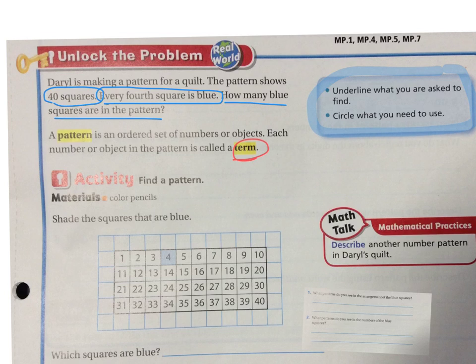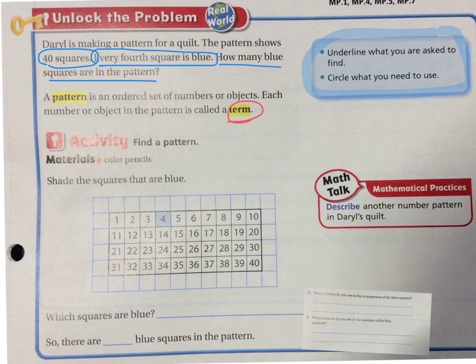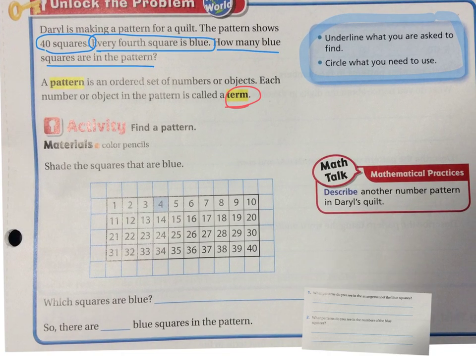So we can find the answer to this question by using our pencils to shade in the squares that will be blue. Okay, we know that every 4 will be blue. So 1, 2, 3, 4. Let's count 4 more. 5, 6, 7, 8. So you're going to shade in 8. 9, 10, 11, 12, 13, 14, 15, 16, 17, 18, 19, 20. What do you guys notice about the numbers you're shading in?